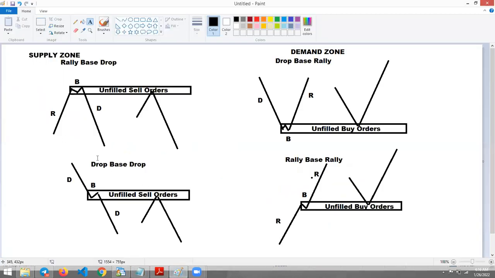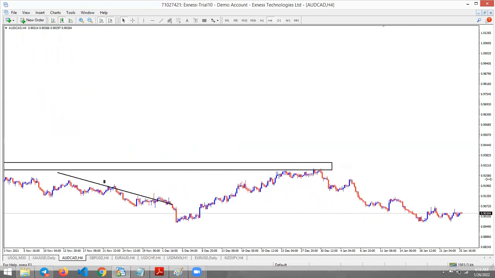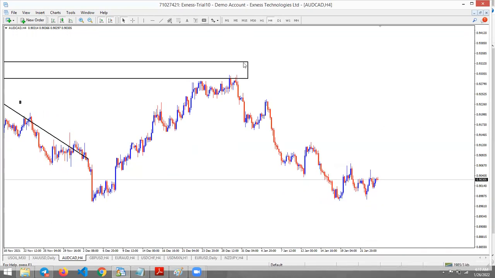Let me see if I can get a drop base drop. I think drop base drops are quite common. Yeah, today is basically revision. I'm pretty sure most of us know these things. Let me see. Yeah, I think we have examples here. So you can see price here basically formed a drop. You can see the base and then the drop. That is an example of a drop base drop. And then also here, I think we do have one right there.